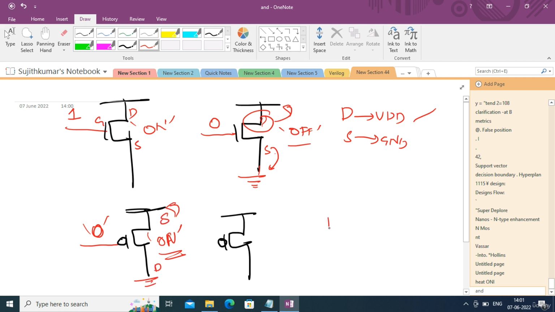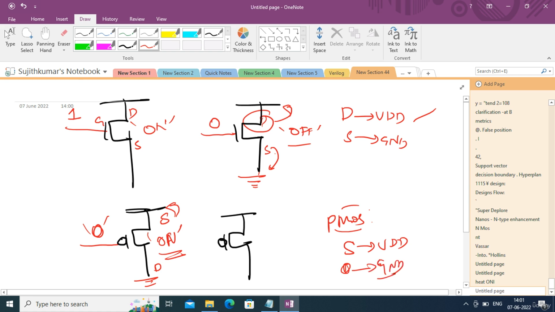Very, very important, guys. For a PMOS, source should be pulled up and drain should be grounded always. Drain should be pulled down, right? And if you apply 1 to the gate of a PMOS, it won't be active. You know that it won't attract the positive charges, so it will be in the off state. Okay, so this is the conclusion on what we have discussed so far, and using these ideas we'll be able to design the VLSI circuits.